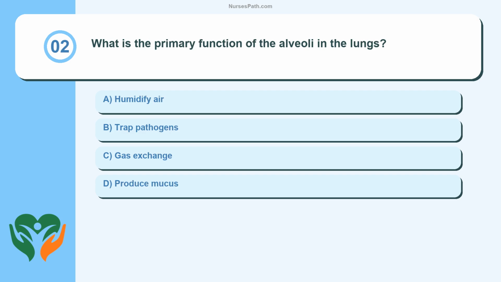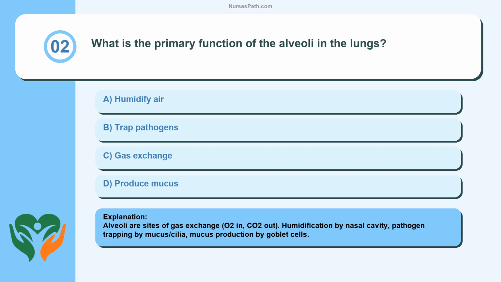Question 2. What is the primary function of the alveoli in the lungs? Humidify air, trap pathogens, gas exchange, produce mucus. Alveoli are sites of gas exchange, O2 in, CO2 out. Humidification by nasal cavity, pathogen trapping by mucus/cilia, mucus production by goblet cells.